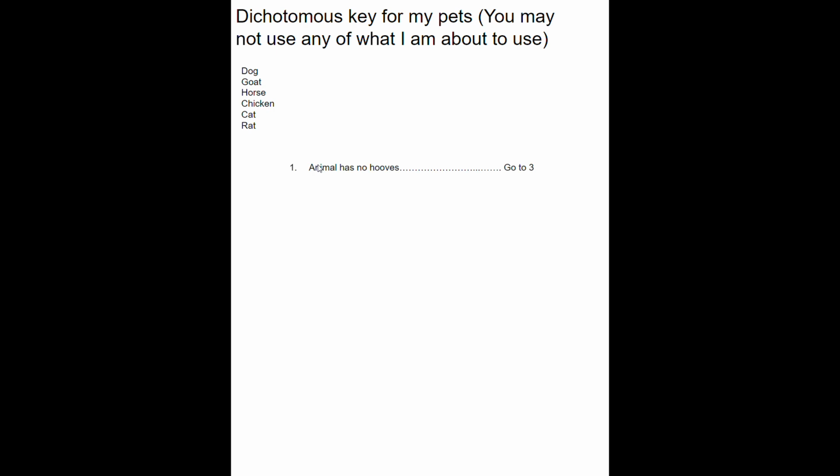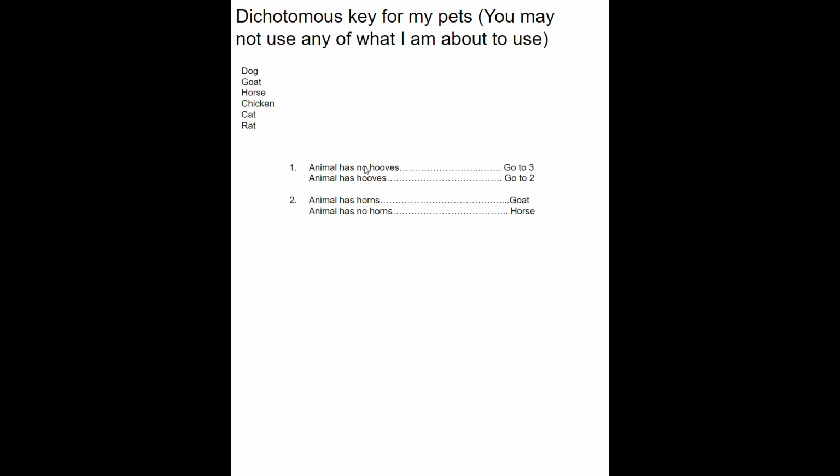So here's what I'm going to do. I'm going to go animal has no hooves, animal has hooves. I'm putting animal has hooves, go to 2, animal has no hooves, go to 3. I'm going to worry about 3 later. I'm going to do 2 now. So I'm going to go to 2. Animal has horns, goat, animal has no horns, horse. Goat and horse, check off, they're done, okay?